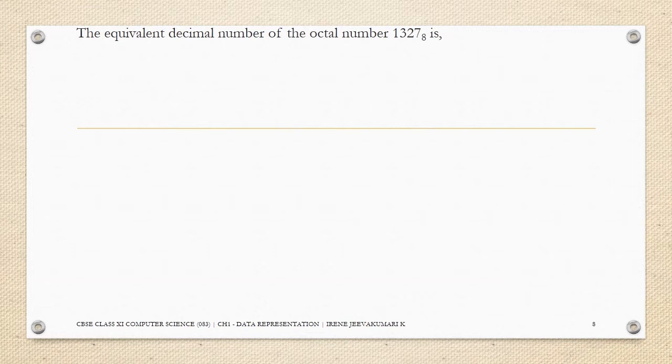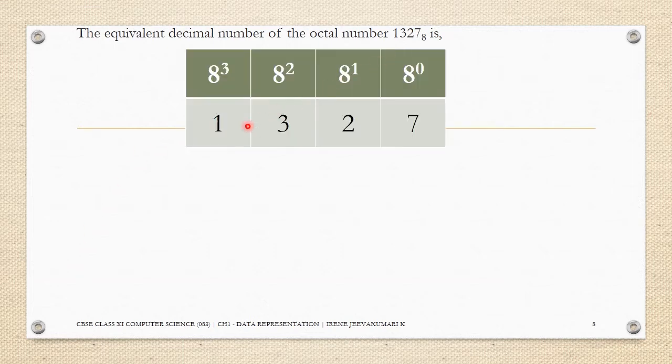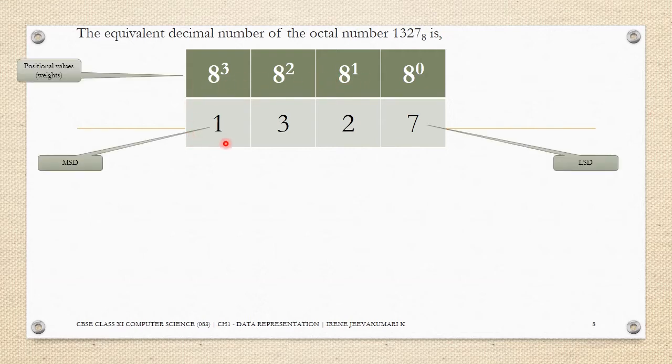Let us find the decimal equivalent of the octal number 1327. The positional values of these octal digits are expressed as a power of 8. It starts from the units position as 8 power 0, 8 power 1, 8 power 2 and 8 power 3. So these are the positional values of this octal number.